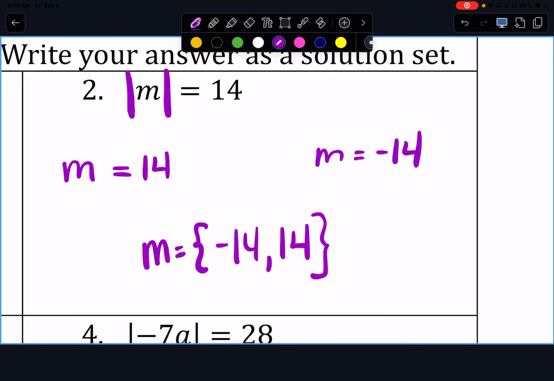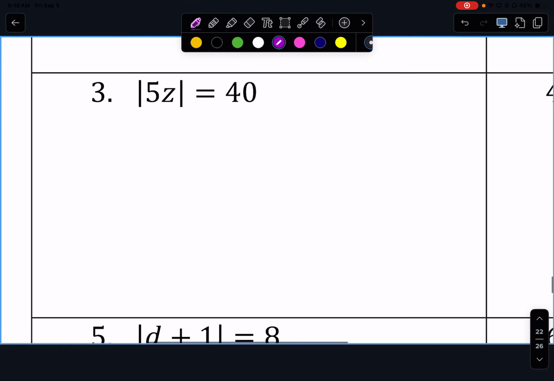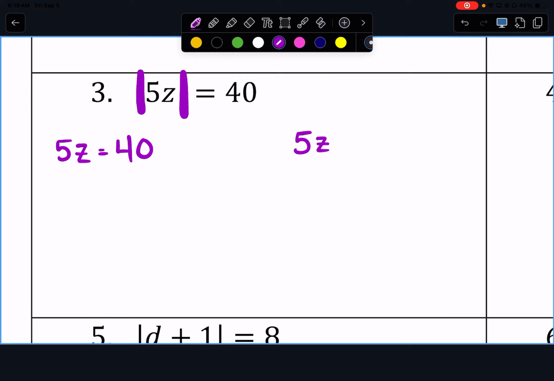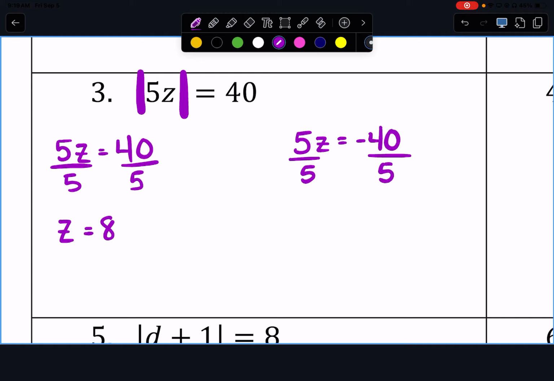So for question 3, here we have the absolute value of 5z is equal to 40. So we take the inside. What is the inside in this one? So we're going to do 5z is equal to positive 40 and 5z is equal to negative 40, and we're going to divide both of them by 5. What is 40 divided by 5? So we get z equals 8. And then we can also here, negative 8. So z equals squiggly bracket, negative 8, comma, 8.